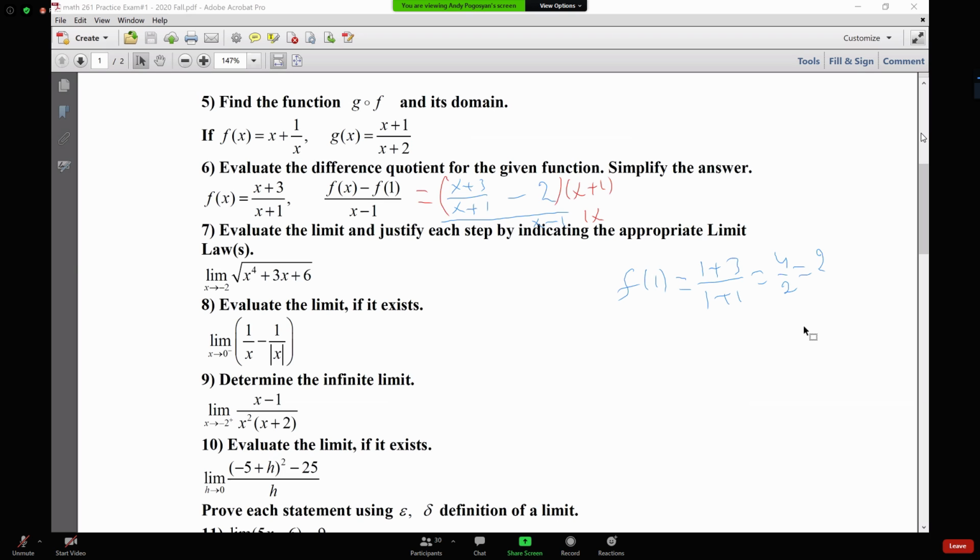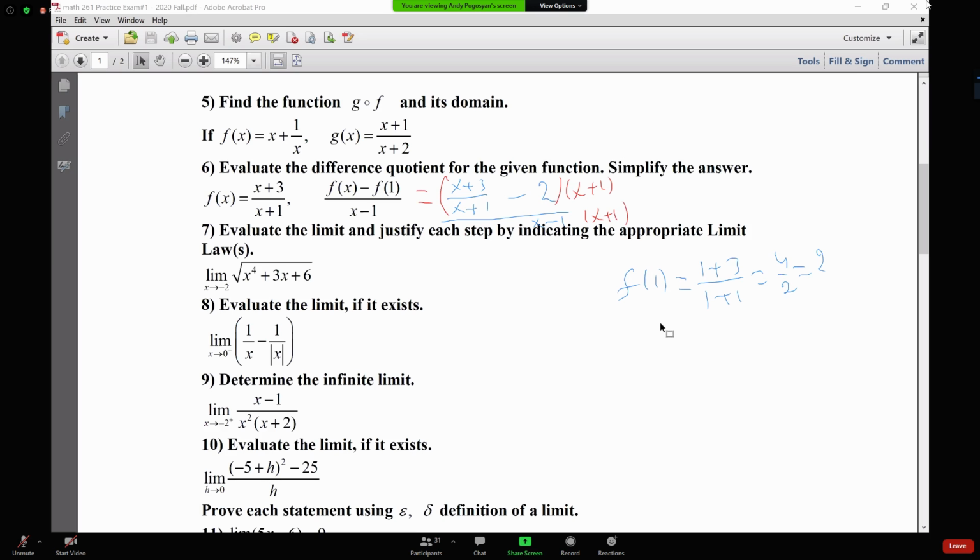Instructor, the side part that you did, is that just a side calculation on the bottom? Yeah. Instead of putting 1 plus 3 over 1 plus 1, I just found f of 1. Okay, I see.